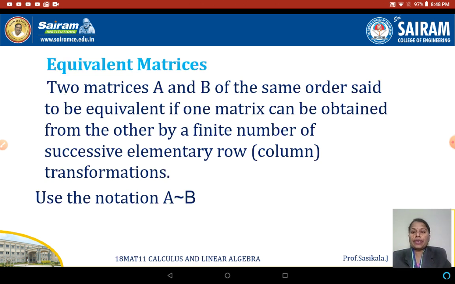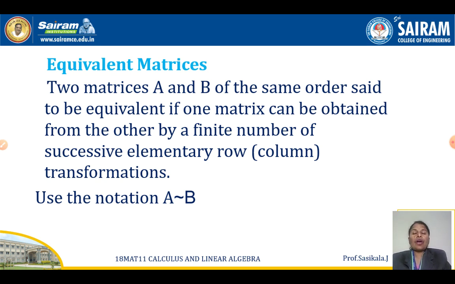Okay, the next one, equivalent matrix. Now you can do all the element changes, but we can't tell that the result is directly equal. If the first row is interchanged with the second row, what is in the given matrix remains the same, but we can't say it is exactly equal to A after what you have done. So that time we use the equivalent matrix. Let's see the definition. Two matrices A and B of the same order are said to be equivalent if one matrix can be obtained from the other by a finite number of successive elementary row or column transformations. So this is a general definition.